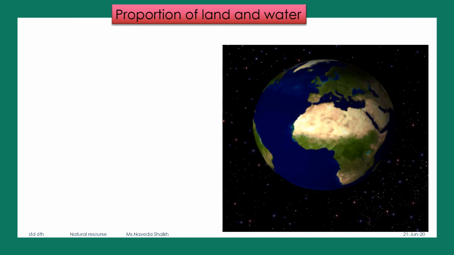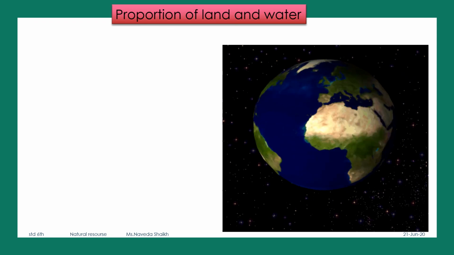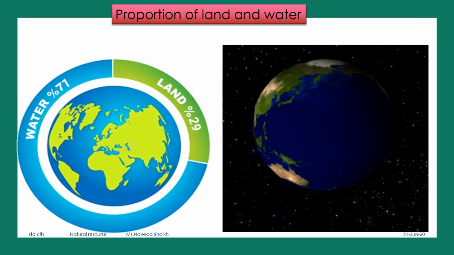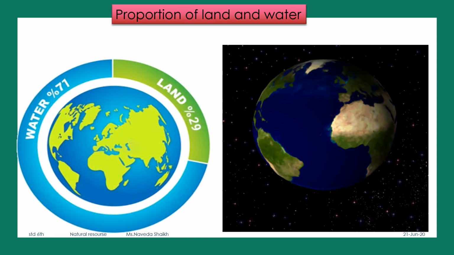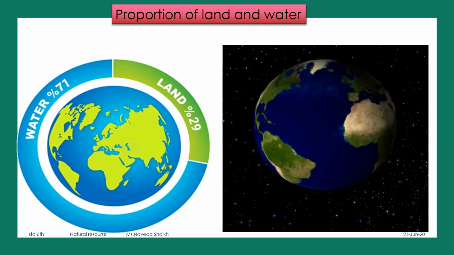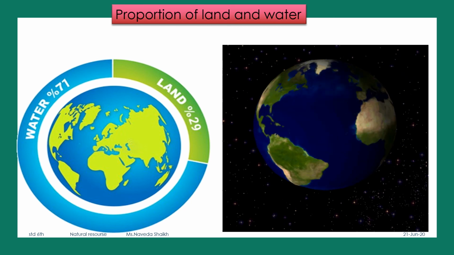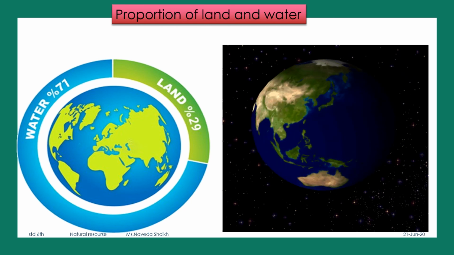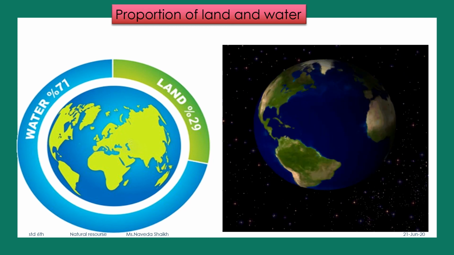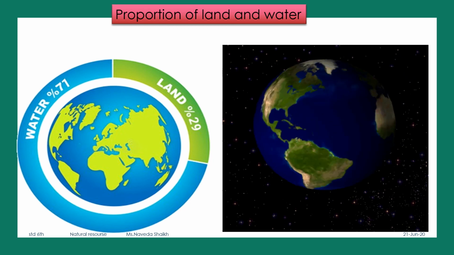The level of hydrosphere is more as compared to lithosphere. So here you have a picture which is explaining all about how much is land and how much is water. You have 71% water present on your earth and land is about 29%. Only 29% land is covered, whereas the remaining 71% is water.